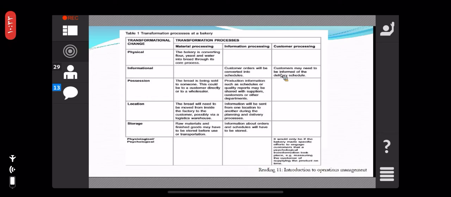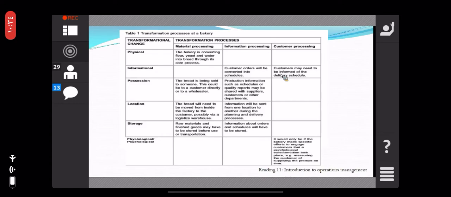Okay, after information, look at possession. In possession, we have material processing. So the bread is being sold to someone. This could be to a customer directly or to a wholesaler. Material was processed, this was the second. The bread is being sold to someone, this could be a customer or a wholesaler. Information processing: when we are discussing the possession, production information such as schedules or quality reports may be shared with suppliers, customers, or other departments.